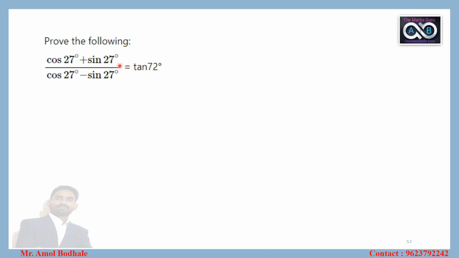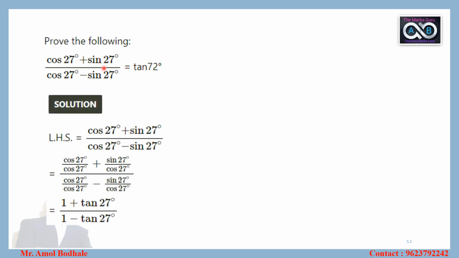Let's see one more example. Cos 27 degree plus sin 27 degree upon cos 27 degree minus sin 27 degree equals tan of 72 degree. Here, what is the relation between this 27 degree and 72 degree? See, if we take 90 minus some angle, then we can use that statement here to prove the identities. Now, if we consider the LHS, what is the LHS?